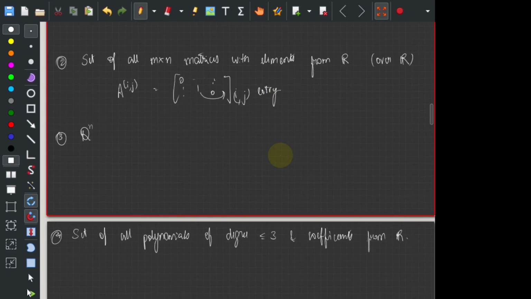So in other words, it is in some sense similar to Rmn. It's just that I write the entries in a different order. Instead of writing it as a column matrix, an mn by 1 matrix, I choose to write it as an m by n matrix. They are all isomorphic. Okay.